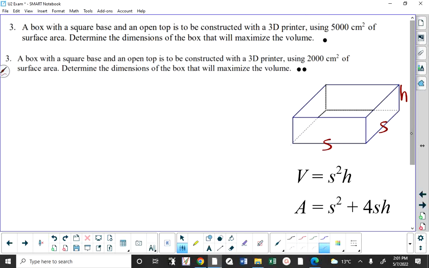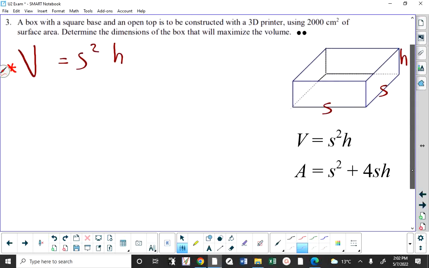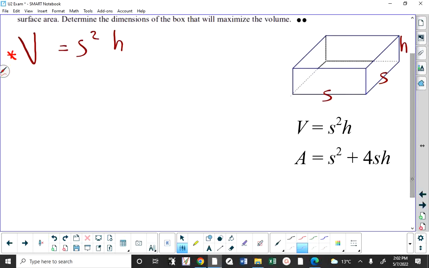We want to maximize volume, so we start off with this formula. But, and this has nothing to do with related rates, in a max-min problem, the thing to be optimized needs to be expressed in terms of only one other variable. Because what you want to do is you want to find dV/ds or dV/dh. But you can't have multiple independent variables in a max-min problem. So this is where your equation of constraint comes in.